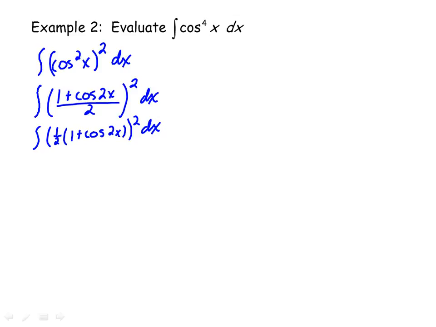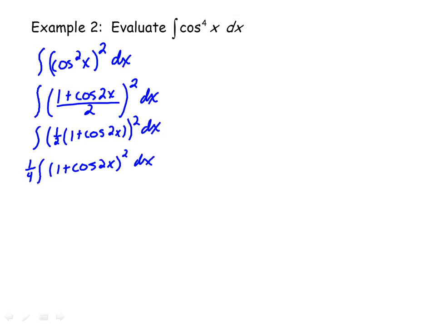Now, I can pull the 1/2 out. I really need you to understand this. I can pull that 1/2 out as a constant, but it's not going to be 1/2, it's 1/2 squared. Do you see that? So in all actuality, I'm going to be pulling out a what? 1/4. And that's going to leave me with 1 plus cosine 2x squared dx.